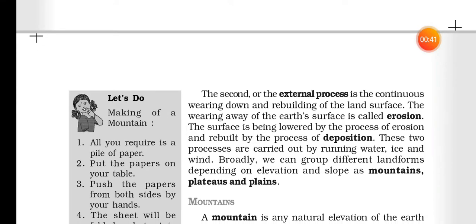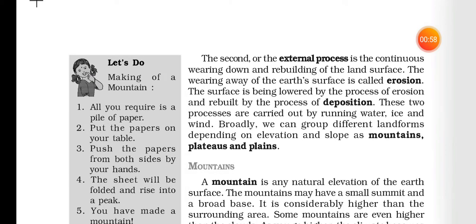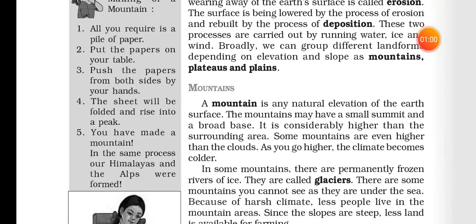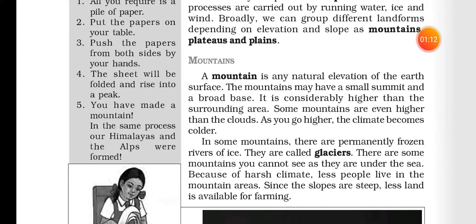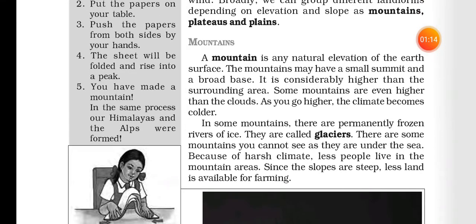The wearing away of the earth's surface is called erosion. The surface is being lowered by the process of erosion and rebuilt by the process of deposition. These two processes are carried out by running water, ice, and wind. Landforms are mainly divided according to elevation and slope, like mountain, plateau, and plains. So let's read them one by one. First, the mountains.